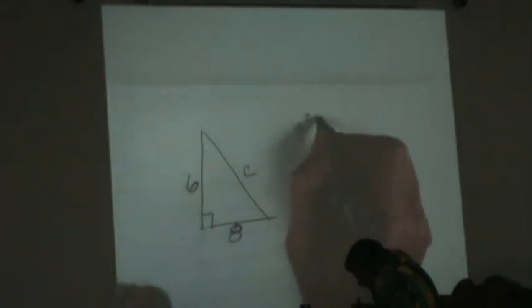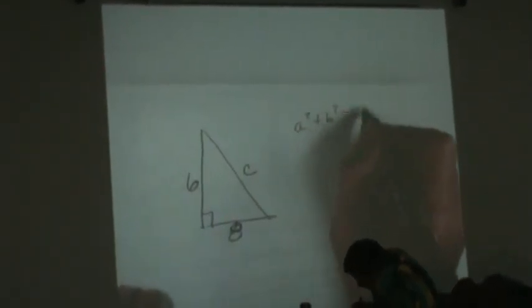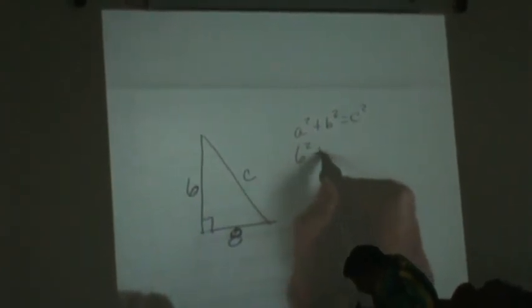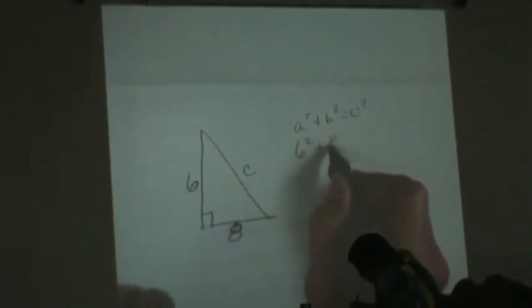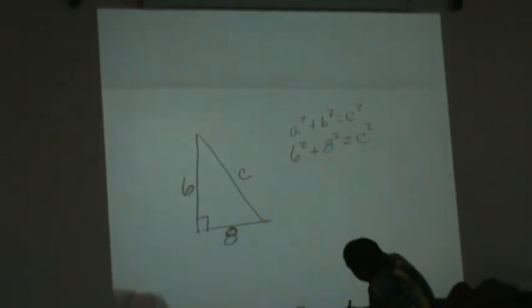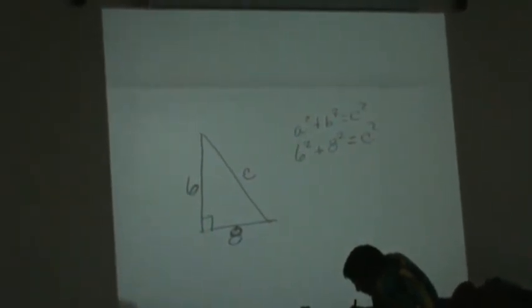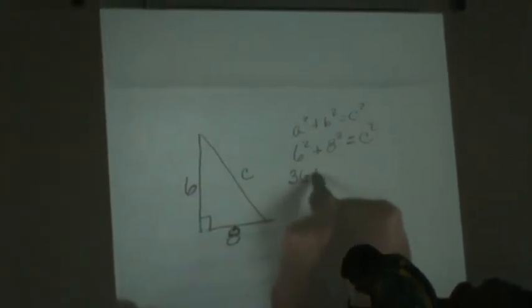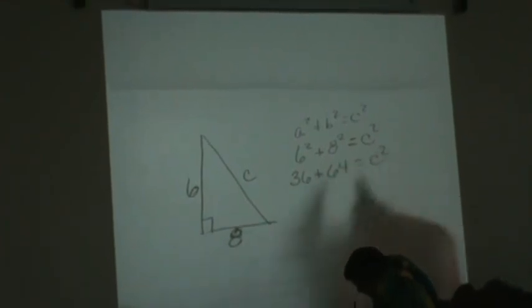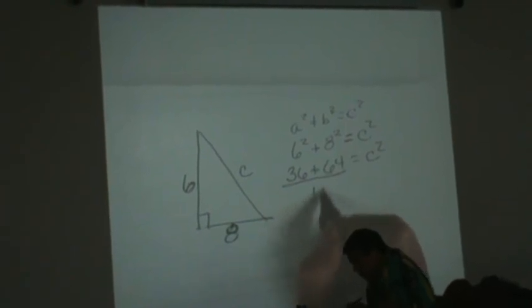So let's write A squared plus B squared equals C squared. So A squared is 6 squared. B squared is 8 squared. That equals C squared. Okay, 6 times 6? 36. 8 times 8? 64. Equals C squared. 36 plus 64? 100.